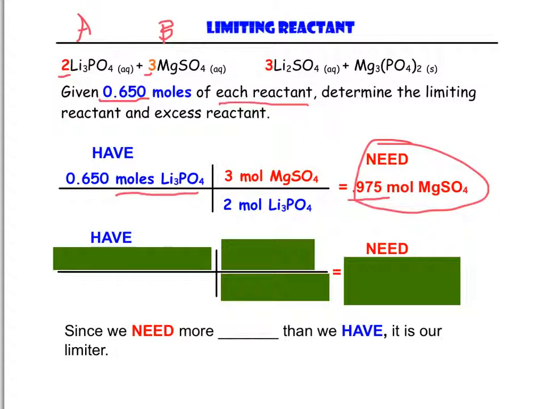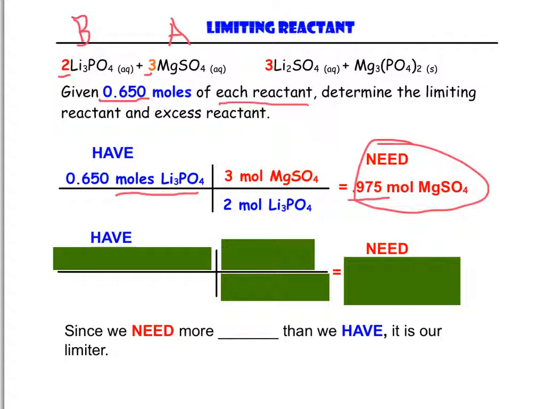However, just to double check our work, let's go through and solve from magnesium sulfate in this case. So this time we're actually going to change up what our A and our B are. So we're going to delete those. And now in this case, my A is magnesium sulfate and my B is lithium phosphate.